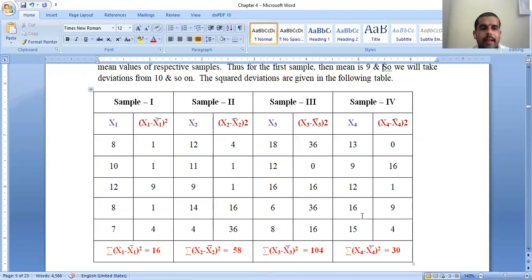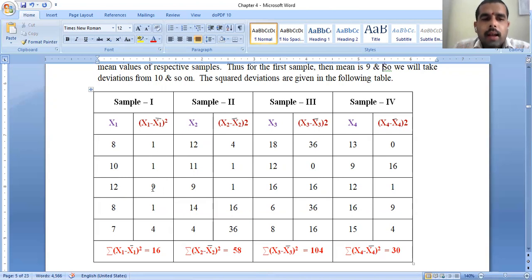To get the variance within the sample, we apply the formula x1 minus x bar 1 whole square. The x1 value is 8 here, then x1 is 10, then 12, 8, 7. The x bar 1 value is 9. 8 minus 9 is 1, and 1 squared is 1. 10 minus 9 is 1, and 1 squared is 1 only.